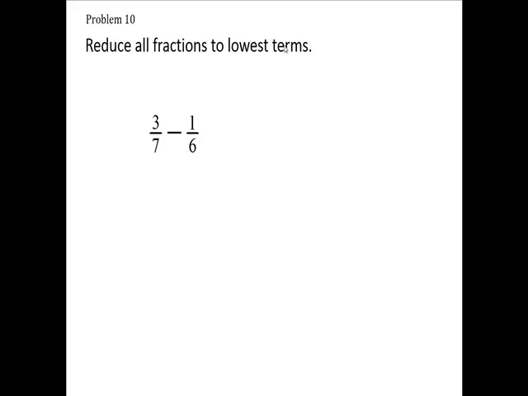Reduce all fractions to lowest terms. We want to subtract these two fractions. Now these two fractions are not like fractions, okay? To make them like, we have to have the same denominator, okay?